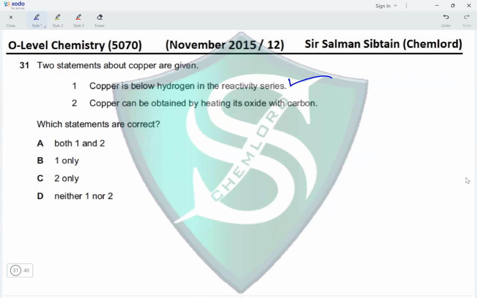So, copper is below hydrogen and hydrogen is below carbon. Therefore, this statement is also correct. Since both statements are correct, the correct option for this question is option A.